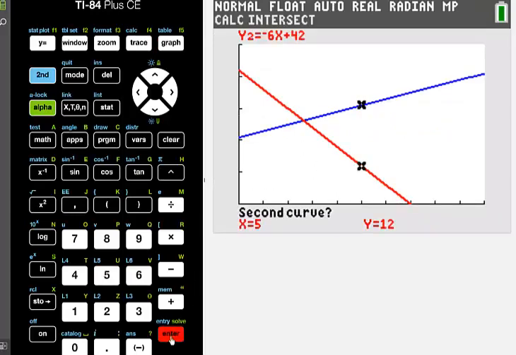I'm going to say yes by hitting enter. Second curve, yes. Guess means move kind of over close nearby the intersection point. And once you get close by, hit enter one last time. You know you're done when it says intersection. And sure enough, there's our values we had before, the 2.625 and the 26.25. So a nice way to check our work.